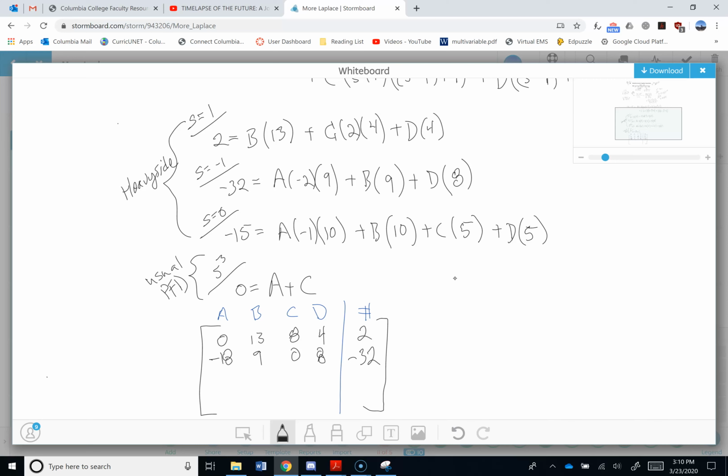On the S is 0 equation, I have minus 10 in the A's, 10 in the B's, 5 in the C's and 5 in the D's, and minus 15 on the other side. And then in the last row I have 1 in the A's, no B's, 1 in the C's, no D's, and 0 on the other side. Pretty good with this setup?